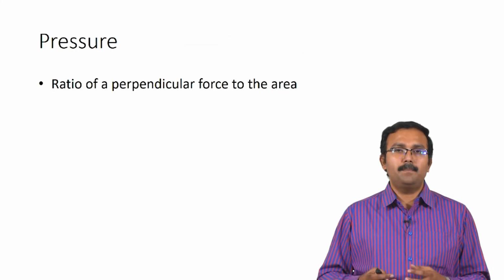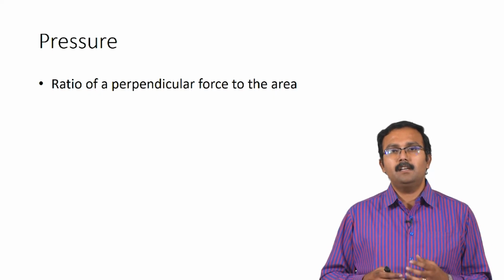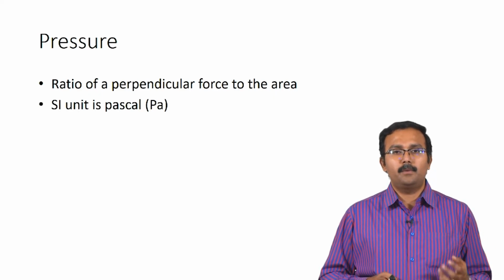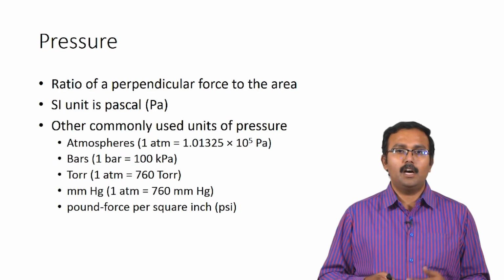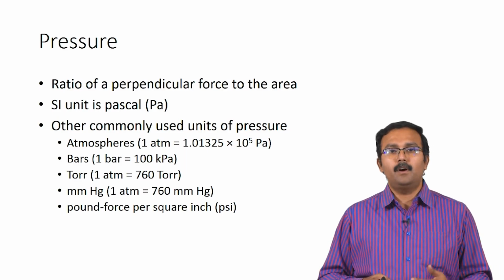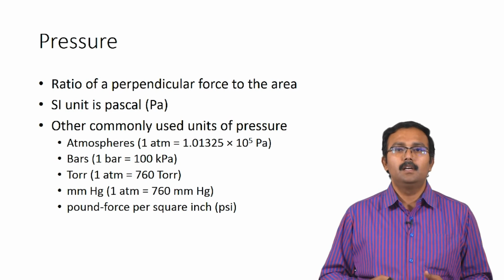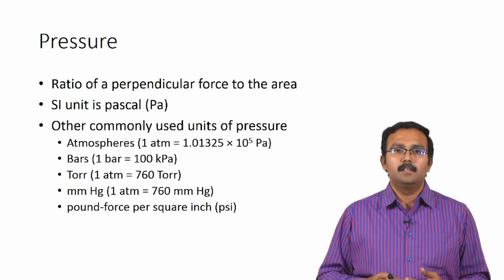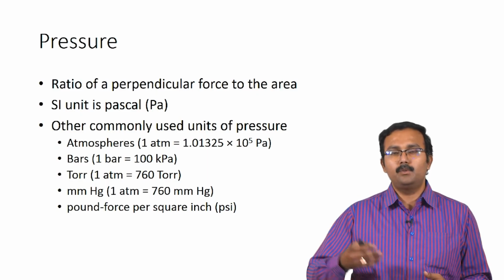Pressure, which is the other parameter which can be defined for a system, is the ratio of perpendicular force to the area. The SI unit for pressure is Pascal. There are many other units which are commonly used: atmospheres, bars, torr, mmHg and pound force per square inch are all common terms for common units for pressure. So, here I have given you the conversions which can be used directly for converting these common terms to SI units and other units.